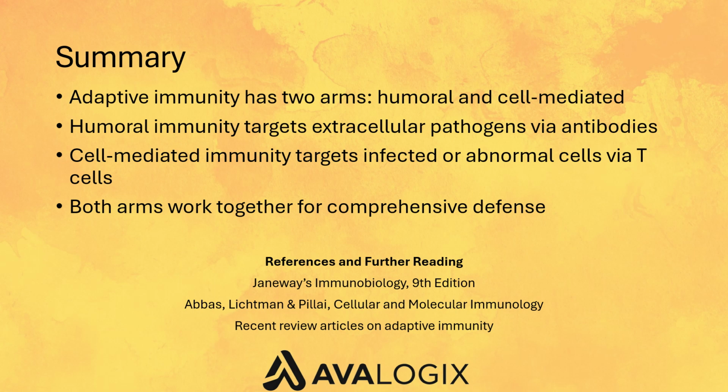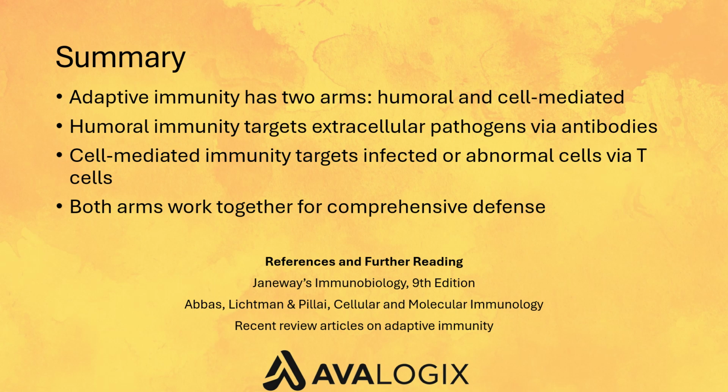Humoral and cell-mediated. Humoral immunity involves B cells producing antibodies that neutralize extracellular pathogens and toxins. This arm is crucial for defense in body fluids and forms the basis for many vaccines. Cell-mediated immunity involves T cells that identify and eliminate infected or abnormal cells. It's essential for clearing intracellular pathogens and cancerous cells.